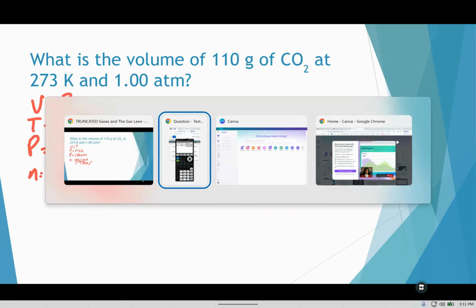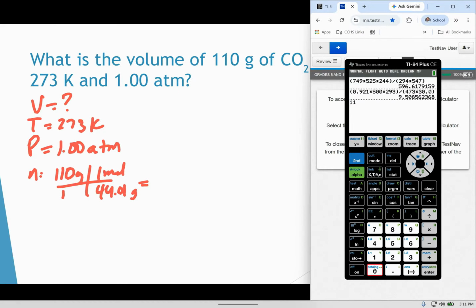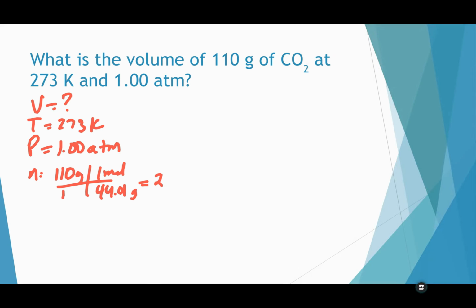Let's see what that is really quick. So 110 divided by 44.01. So about 2.499-ish moles. So PV equals nRT. R is going to be given to you. It's not going to be the question. You just have to know when to use it. So volume is going to be nRT divided both sides by P.